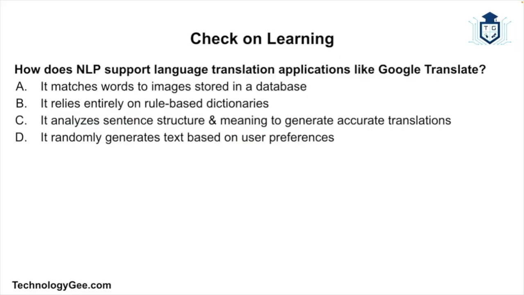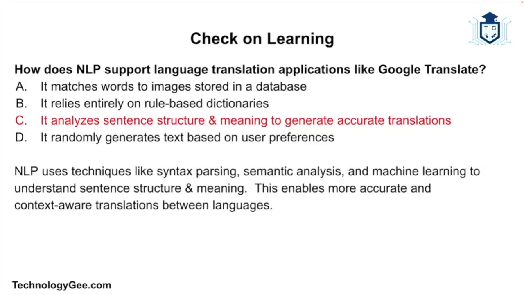And our final question, how does NLP support language translation applications like Google Translate? Is it matches words to images stored in the database, or it relies entirely on rule-based dictionaries, or it analyzes sentence structure and meaning to generate accurate translations, or it randomly generates text based on user preferences? And the correct answer is it analyzes sentence structure and meaning to generate accurate translations.